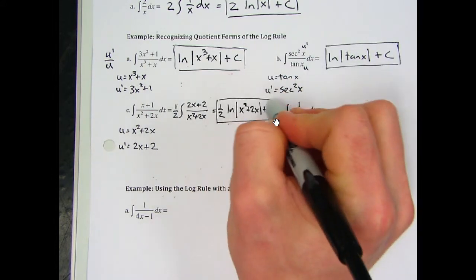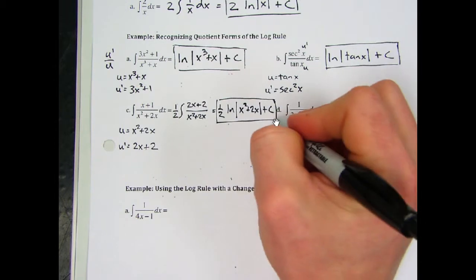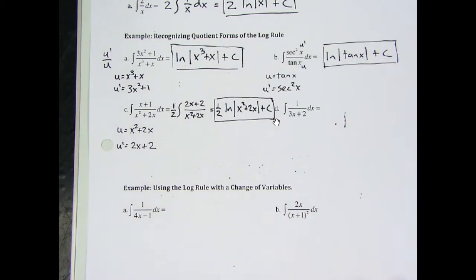Too many vertical lines in mine. There are a lot of vertical lines. Some people write ln with a cursive L.